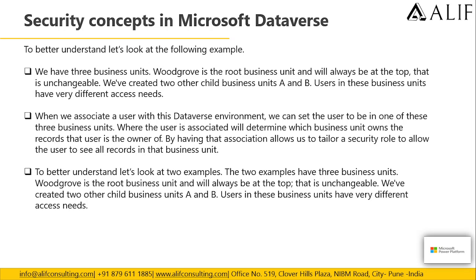To better understand, let's look at the following example. We have three business units. Woodgrove is the root business unit and will always be at the top. That is unchangeable. We have created two other child business units, A and B. Users in these business units have very different access needs.